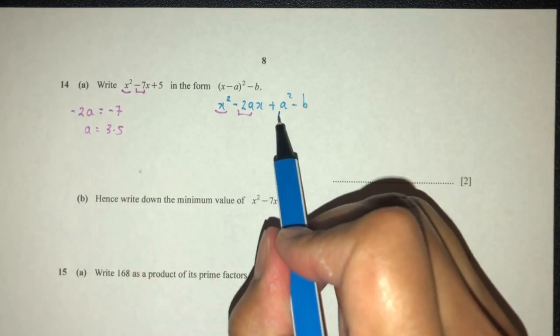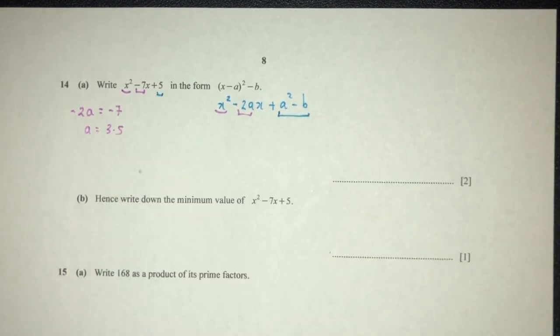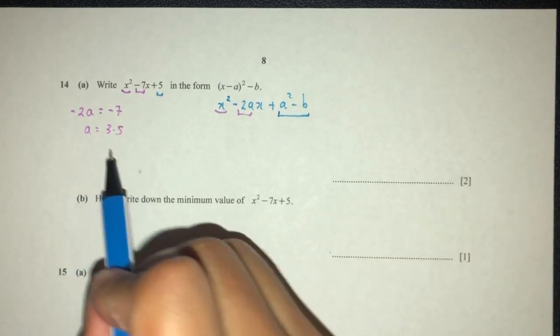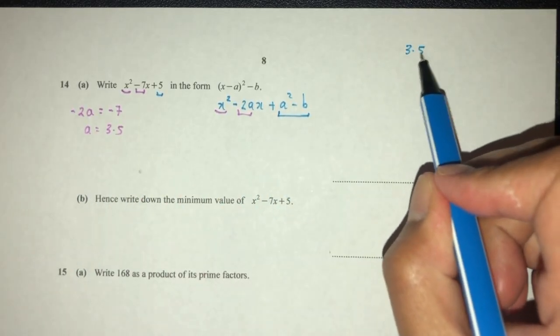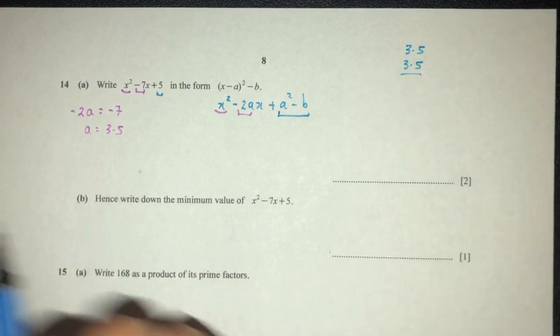Now for this one, a squared minus b has to be 5. Okay? So here we have a squared. A squared is 3.5 times 3.5. So let's find out what that value is.